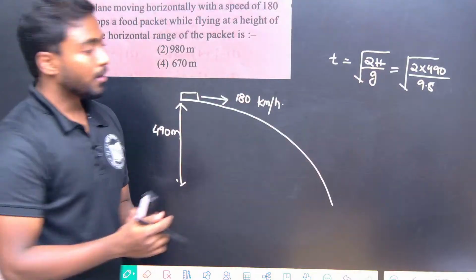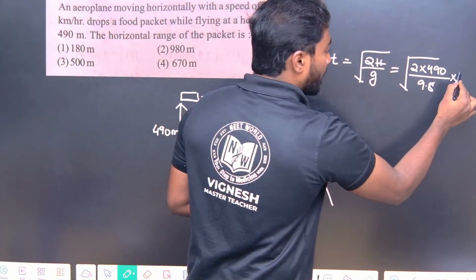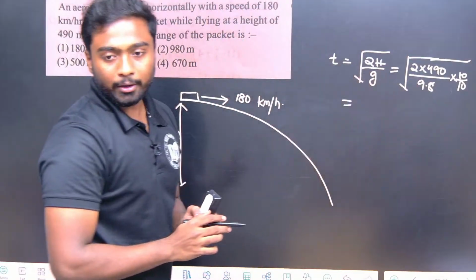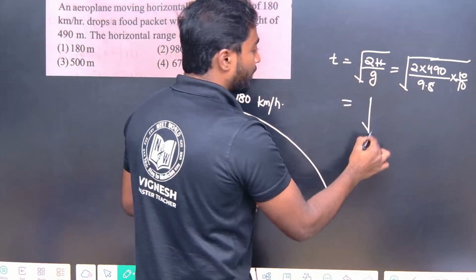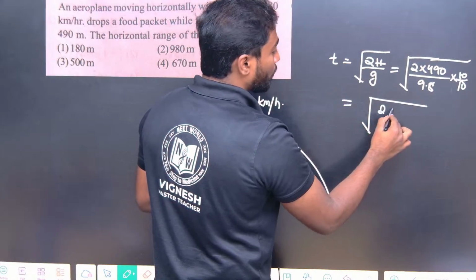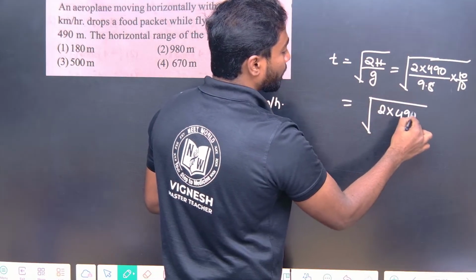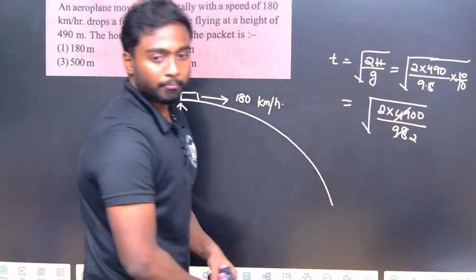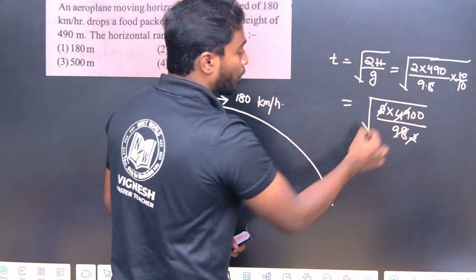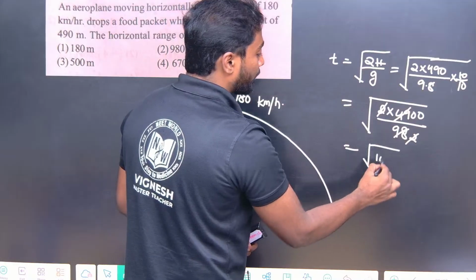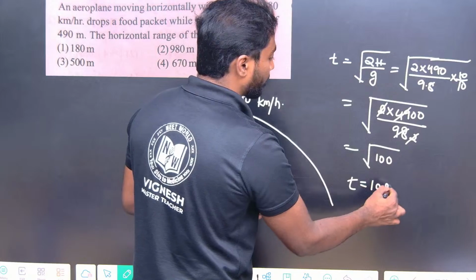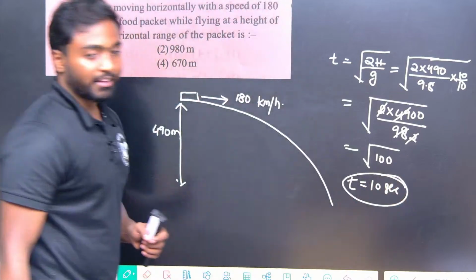Got it? I will now multiply by 10 by 10, because I need to eliminate the decimal point over here. So root over 2 into 4900 divided by 98, 1 time and 2 times. This is 1 time and this is 1 time. So under root of 100 I am getting, so time will be equal to 10 seconds. So I got time as 10.